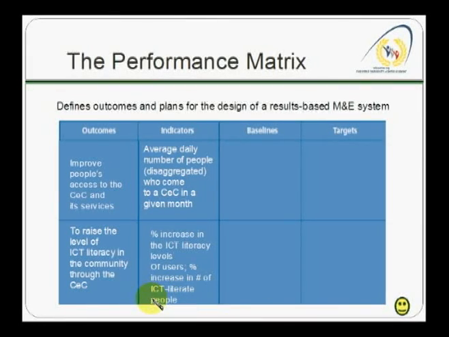Okay, another indicator is percent increase in the number of ICT literate people. Again, the challenge here is to define what we mean by ICT literate people. But so far we have done the first two columns here in our performance matrix. Okay, so this ends part 1 of our discussion.